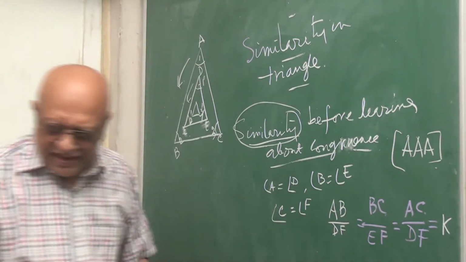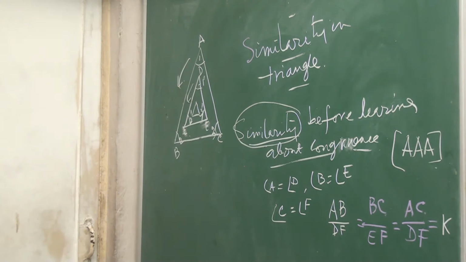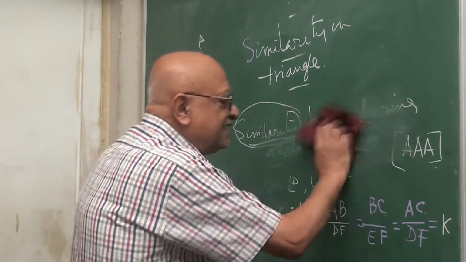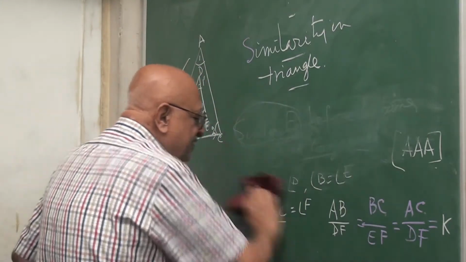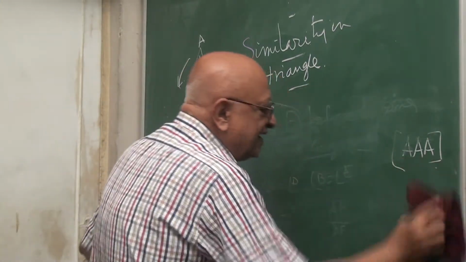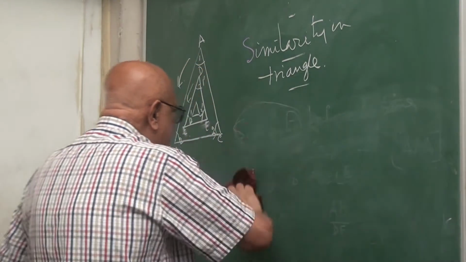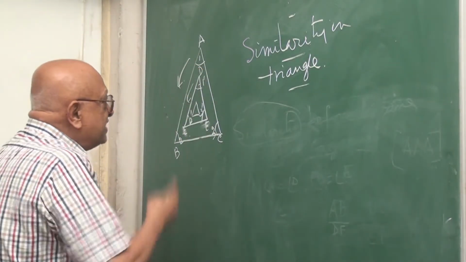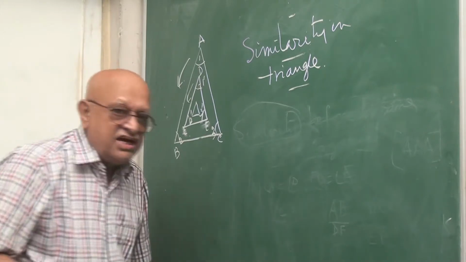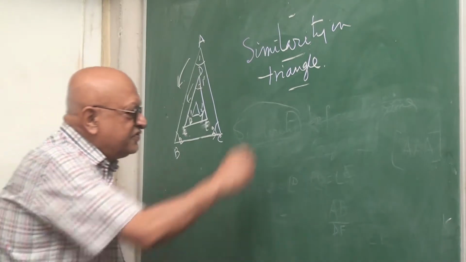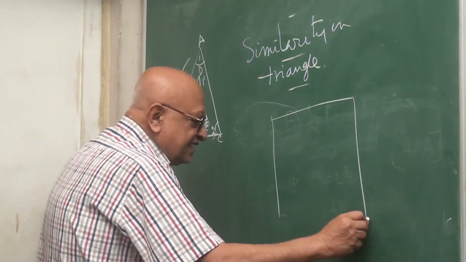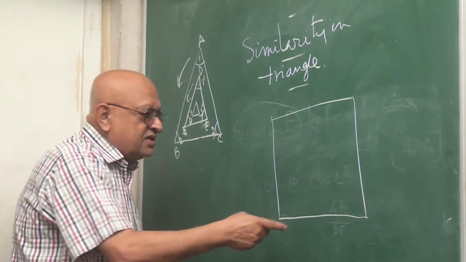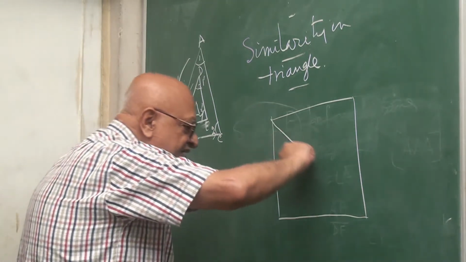Okay, what is another requirement of similarity? That's a very, very interesting idea that you will like to know. I will again stick to triangles. Remember, I can convert any figure into a triangle. Let us say this is a regular figure, either a rectangle or a square. I can convert it into two triangles.